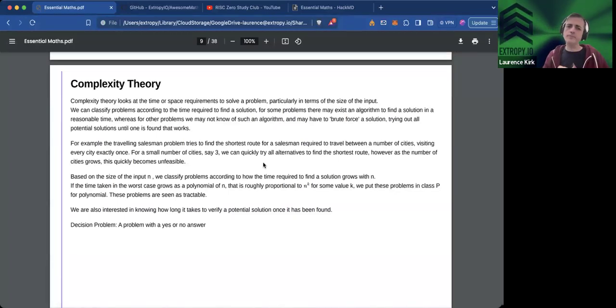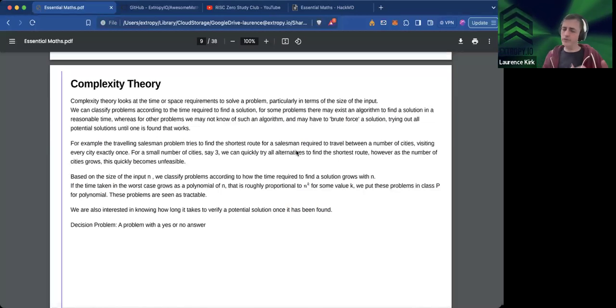If instead the time taken to solve the problem varied according to some power of n, meaning n is in the exponent, then that would be much more difficult. That would grow much more quickly as n increases. And so those types of problems would perhaps not be seen as being tractable.